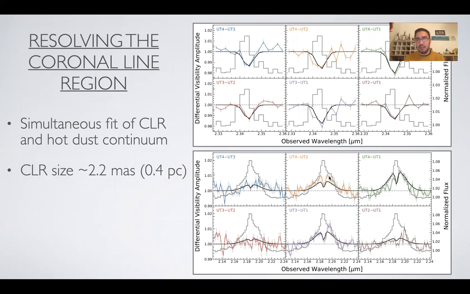And we also see a dip in the narrow Brackett gamma component, which probably means that this narrow component is also being produced in the same region as the calcium-8 line. And so by modeling both of the differential visibility amplitude profiles and flux profiles for both lines, we find a coronal line region size of around 2.2 milliarcseconds, or 0.4 parsecs, one of the first size measurements for the coronal line region.